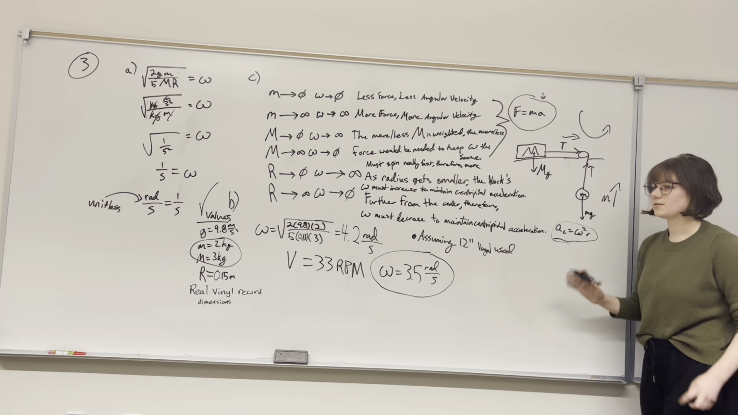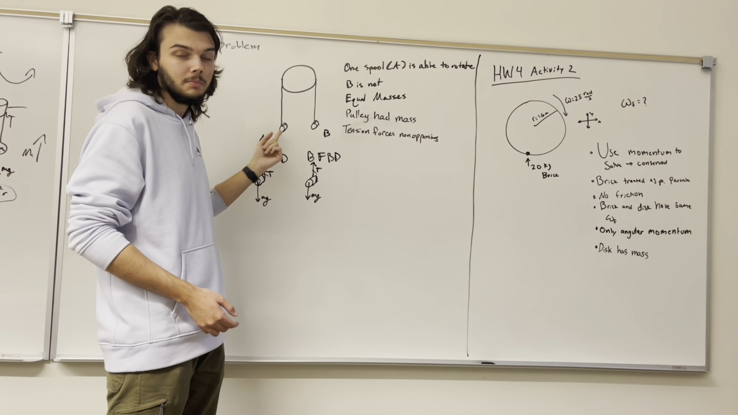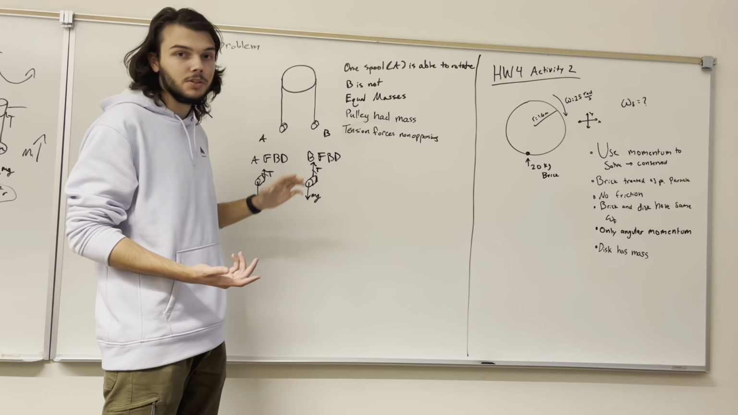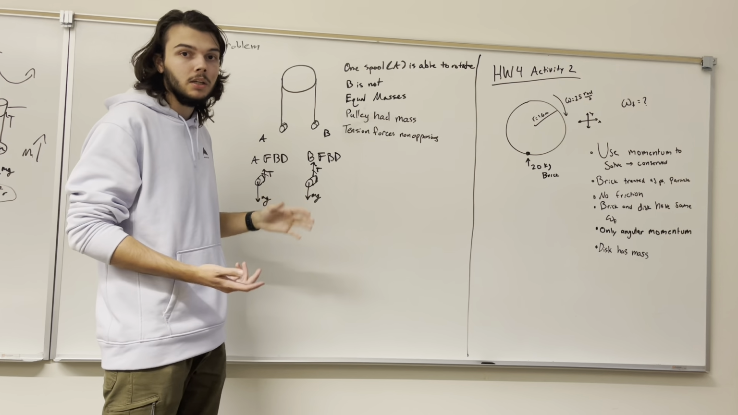But some of the differences between this problem and our problem was the pulley had mass. In our problem, the pulley didn't have mass. The masses were equal. We chose to solve ours with differing masses, but potentially we could have solved it with equal masses. Tension forces were not opposing. Another similarity would be that we had one rotating mass attached to the string and one mass that wasn't rotating. It just so happened that in our problem, the non-rotating mass was at a 90-degree angle as opposed to being parallel with it.